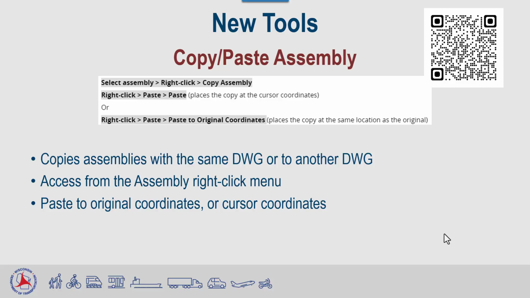We also added a new tool to copy and paste assemblies, not only within a drawing, but between different drawings. This tool can be accessed from the Assembly Object right-click menu. You have the option to paste to original coordinates or to the coordinates of your cursor. Let's do a quick demo.